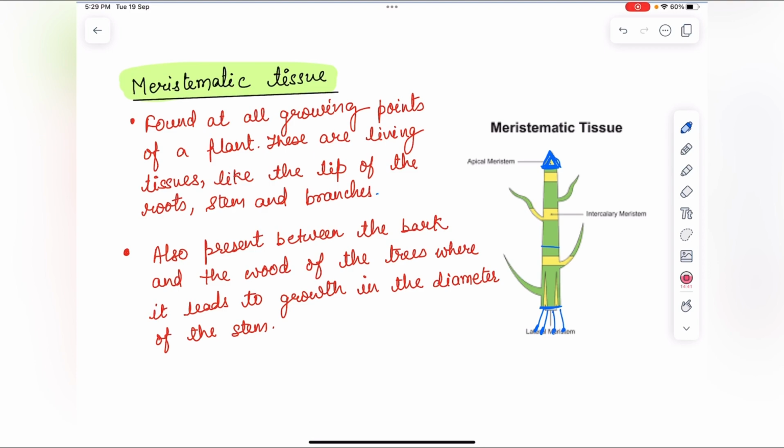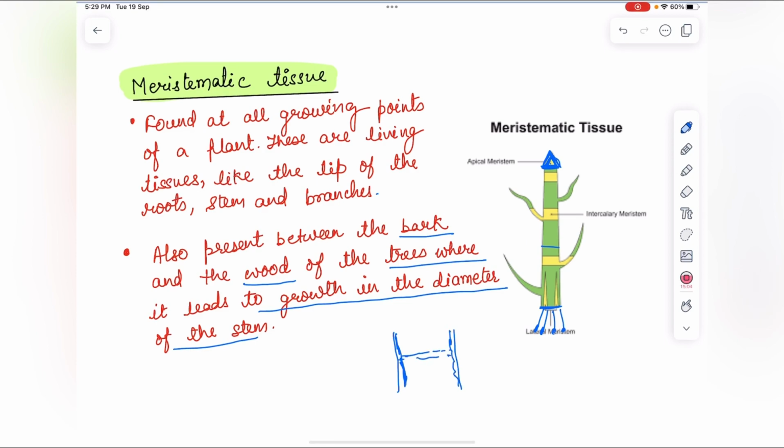Also present between the bark of the wood of the trees, where it leads to growth in the diameter of the stem. See, the diameter of the stem, it will be present between the bark, so that it increases the girth of the stem. It helps in increasing the width of the stem.